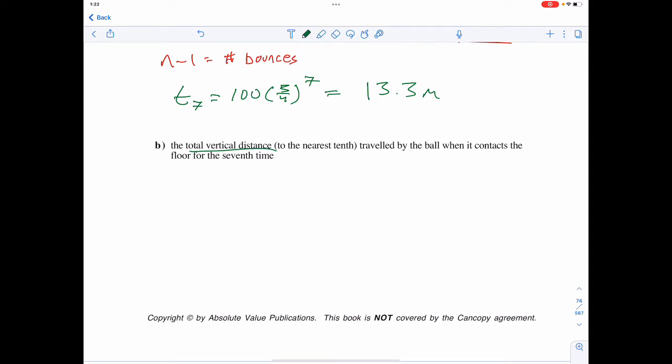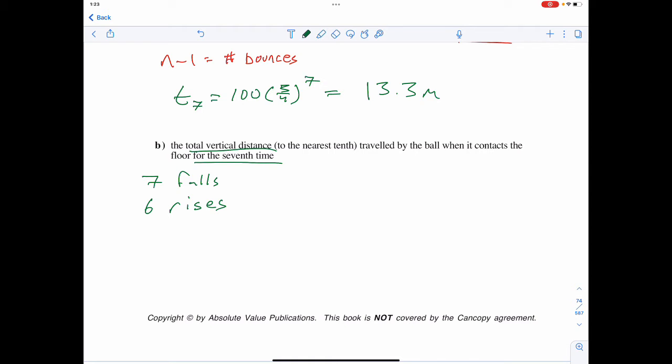If it wants the total vertical distance to the nearest tenth traveled by the ball when it contacts the floor the 7th time, then that means that when it contacts the floor the 7th time, it has fallen 7 times. Because I started at a height of 100 meters, it didn't rise up to that first term. It has risen 6 times. So I need to calculate for these 2 separate ideas.